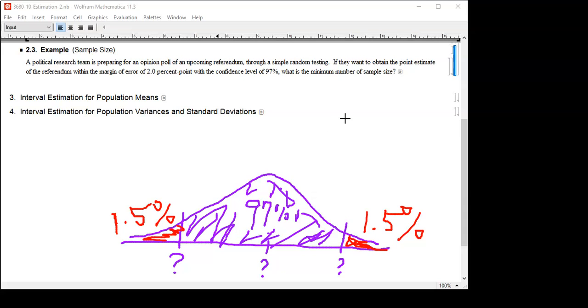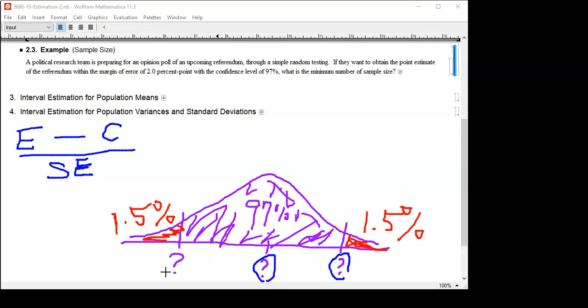So what is the z-score formula? The z-score formula is like this: end minus center over SE. And this looks pretty bad because we know neither the end nor the center. But then again, end minus center, actually we do know. Margin of error is 2.0%.